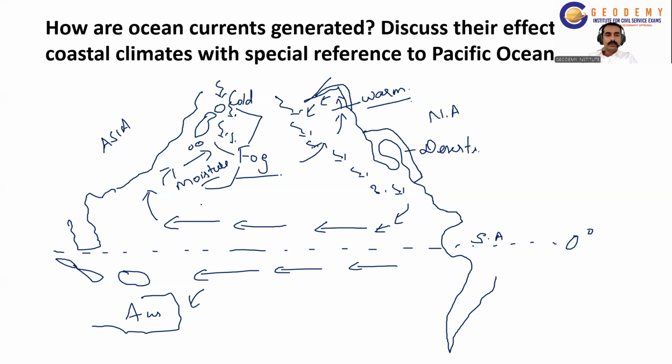And due to the extension of the warm current, fish resources increase over this region. But here the question is only about the coastal climates. So we can give examples for this. One is the fog formation over this region, and the warm coastal climate over the cold temperate region, and the dry region. The dry part, deserts, is formed due to this cold current. So these are the major coastal climates in the Pacific Ocean due to the currents.